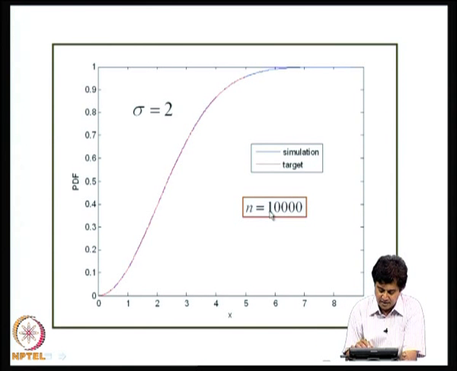So, here with 10,000 samples for sigma equal to 2, I see that the match between simulation, which is the blue line, and the red, which is the target, is quite good.